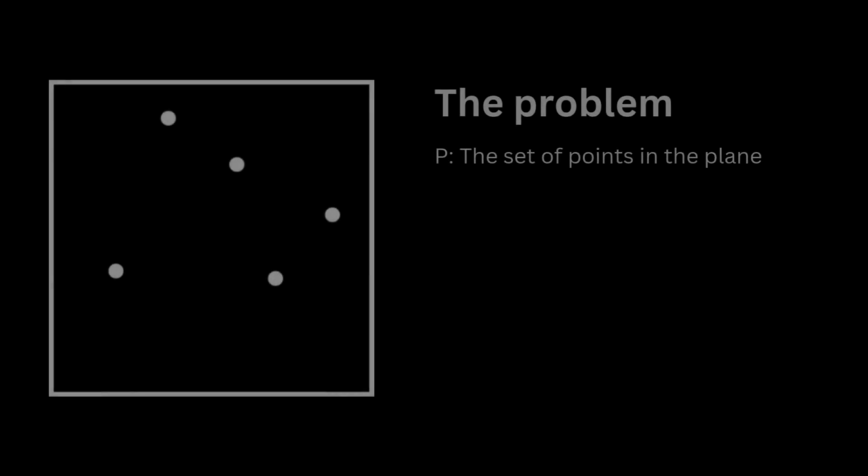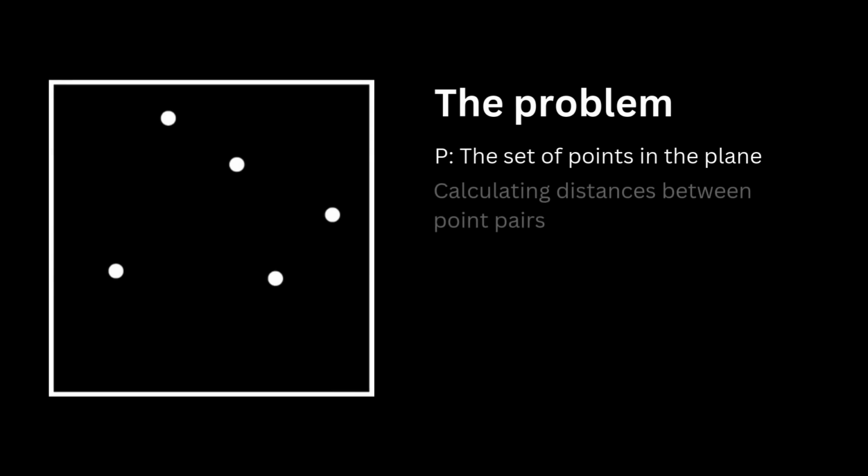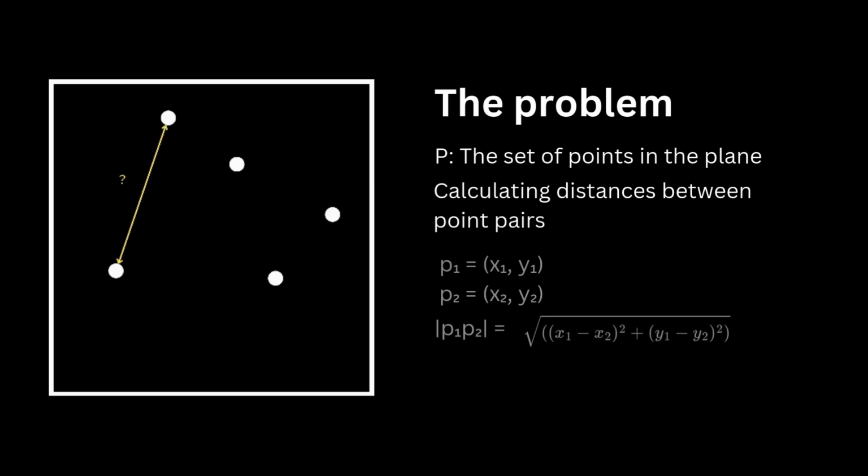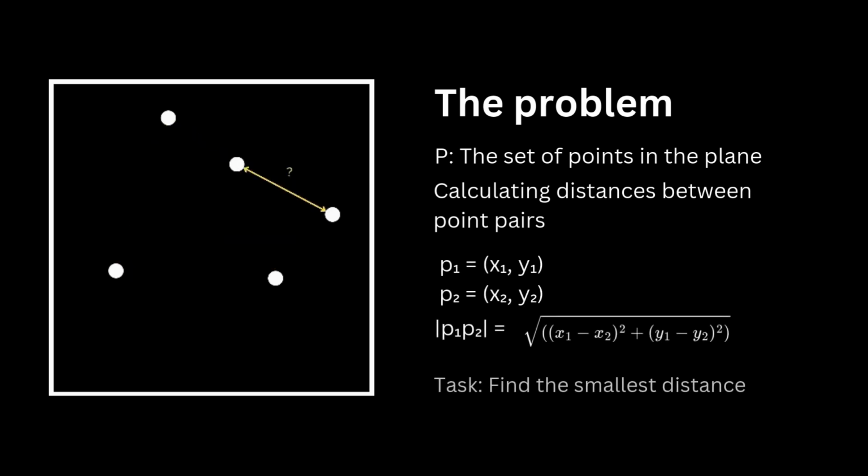Imagine you have a set of points spread out along a plane. The problem is to calculate the distance between each pair of points using the given Euclidean distance formula and find the smallest one. This task may be relatively easy when the number of points is small, but as the number of points grows to thousands or even millions, finding an efficient solution becomes much more challenging.